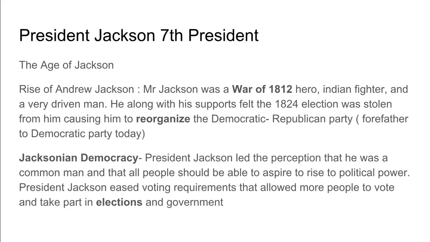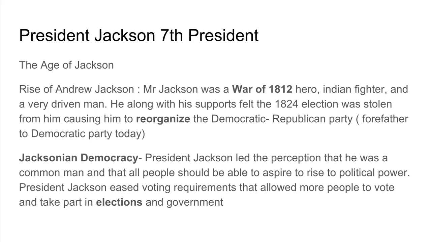He's actually going to change the Democratic Republican Party. He's going to reorganize it, and the Democratic Republican Party will eventually drop the Republican name, and the Democratic Republican Party of Andrew Jackson will become the Democratic Party. So the early stages, the infancy stages of the Democratic Party come from Andrew Jackson.